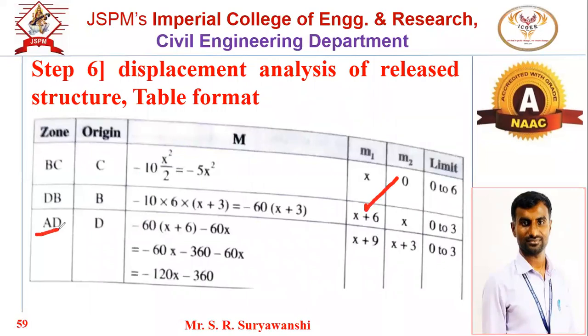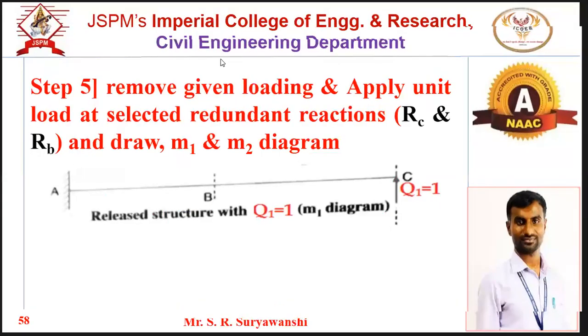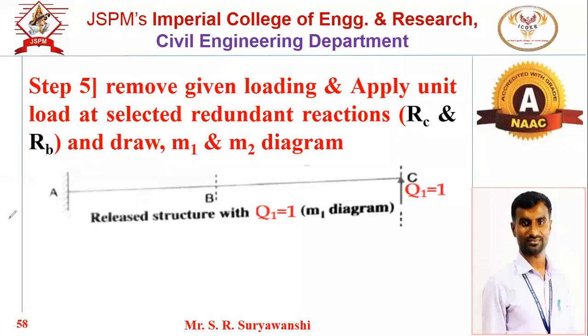Similarly, for AD zone, D is the origin and we want M1. Same procedure, go back to the M1 diagram. If you want M1, refer the M1 diagram. If you want M2, refer the M2 diagram. If you want M, refer the M diagram. Now this is D. Okay, this is 3 meter, this is 3 meter.